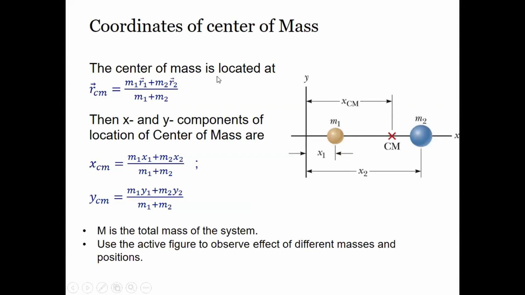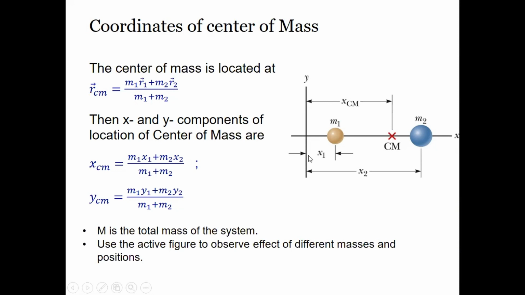If we have two masses m1 and m2 forming a rigid body, then the center of mass for such a system can be defined. This center of mass is located at R_CM, and it is given by m1 R1 plus m2 R2 divided by m1 plus m2, where R1 is the position of m1 and R2 is the position of m2, and these are vector positions. So R_CM, the center of mass, is also a vector.